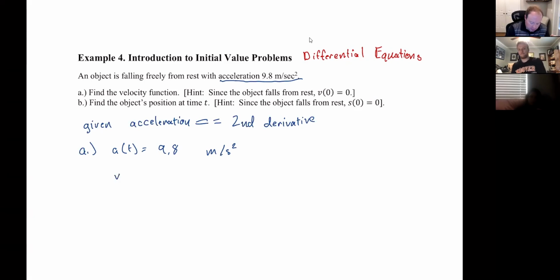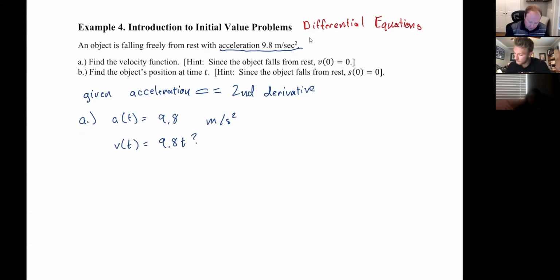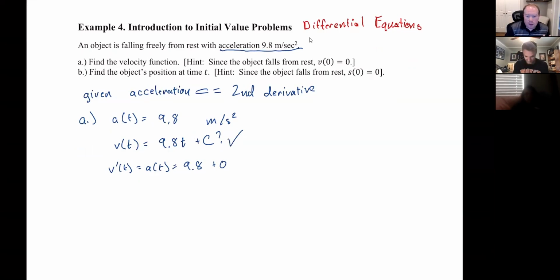The velocity would just be 9.8 times t. And of course, let's go ahead and verify this is correct. Technically, our velocity function is going to be plus a constant, and we'll look at that afterwards. But you can see right here, even if you have the constant, when you take the derivative of the velocity to get acceleration, you still get 9.8, plus the constant goes to 0. So this is good. But how would we find that constant?